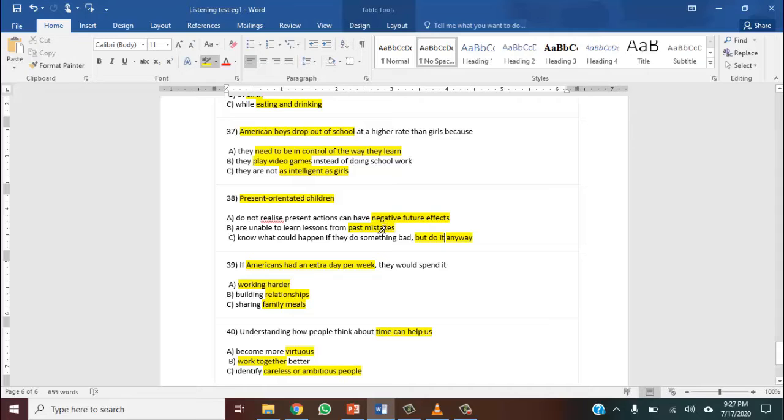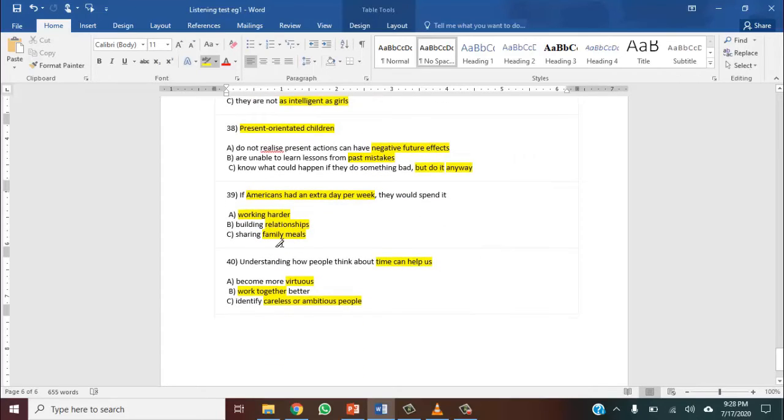Option C says that they know what could happen if they do something bad, but they do it anyway. Then we come to question number 39. If Americans had an extra day per week, they would spend it as, and I have marked "Americans had an extra day per week" as a keyword. And these are three things that would be the answer. First one being working harder, the second one being building relationships, and the third one being sharing family meals.